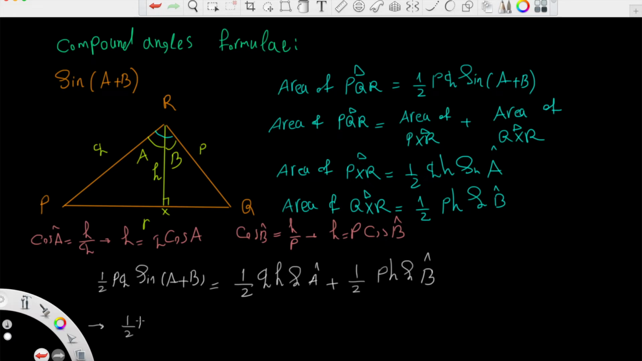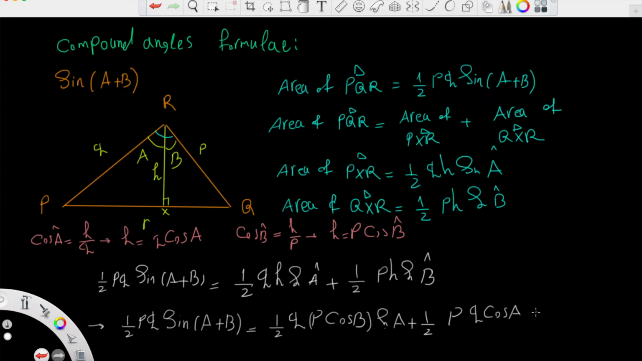So I write the left hand side PQ sine of A plus B is equal to half of Q. Instead of H, I write P cosine of B, and then sine of A, plus half of P, instead of H I put Q cosine of A, now sine of B.